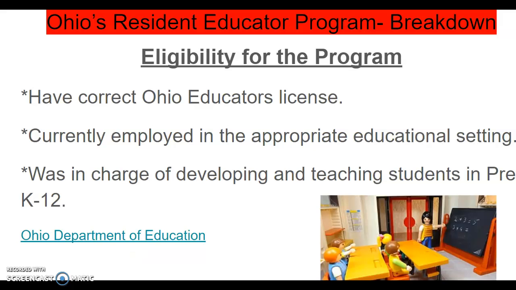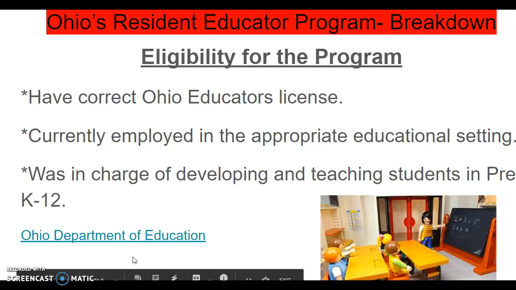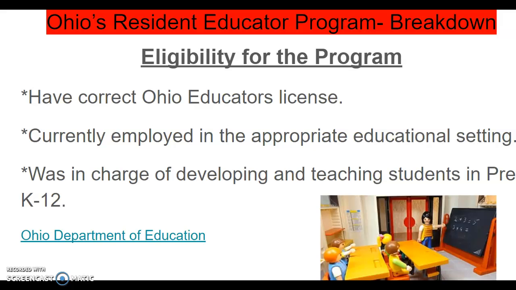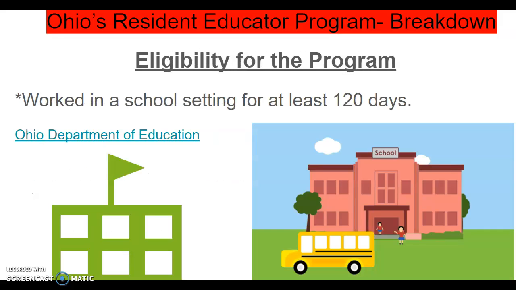Now we're going to be breaking down the Resident Educators Program by category. So here, the first one we're talking about today is eligibility for the program. You have to be in possession of the correct Ohio Licensure Educator's License. You have to be currently employed in the appropriate educational setting, in charge of developing and teaching students pre-K through 12, and you worked in the school setting for at least 120 days of the school year.